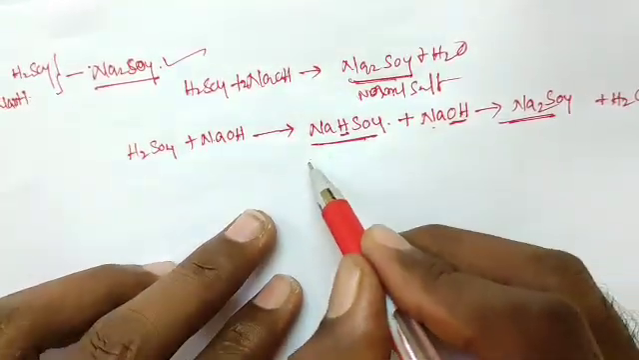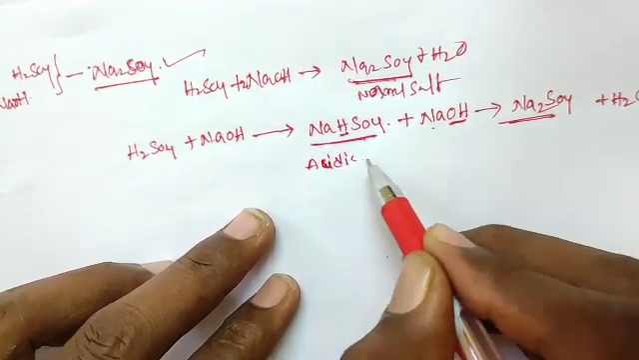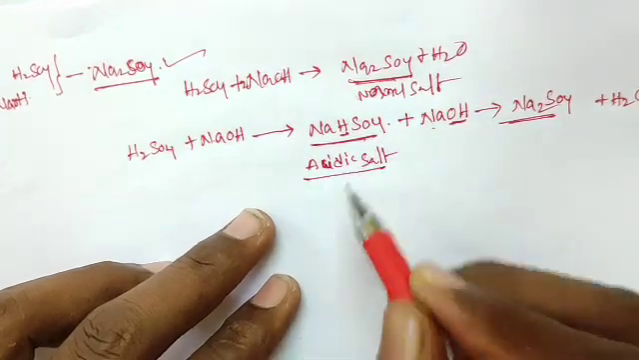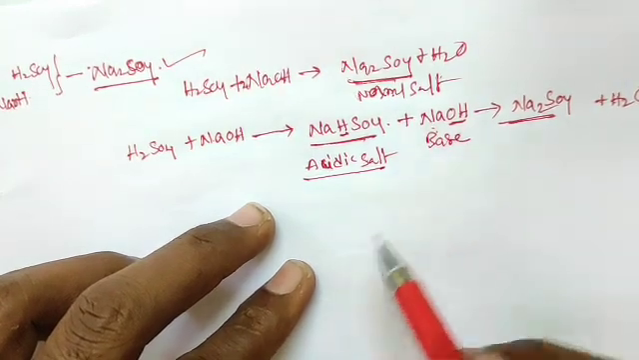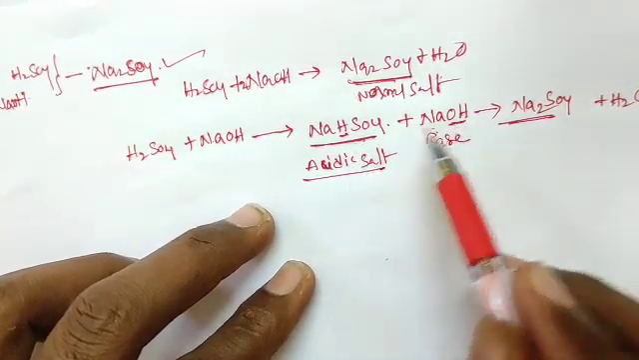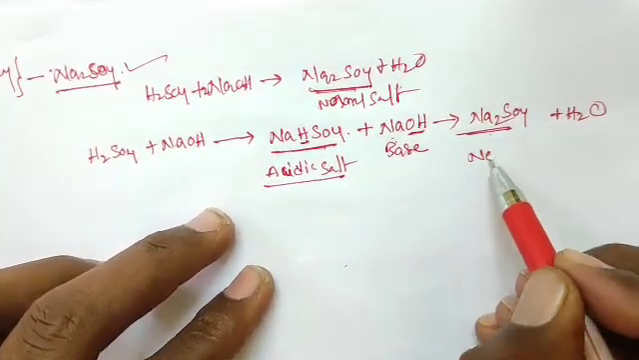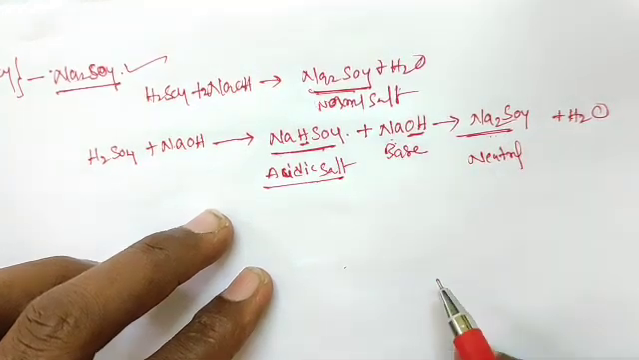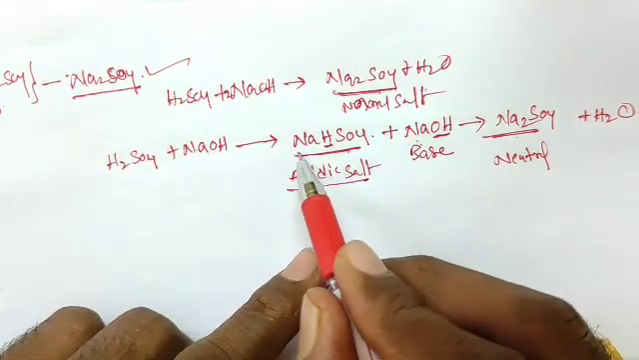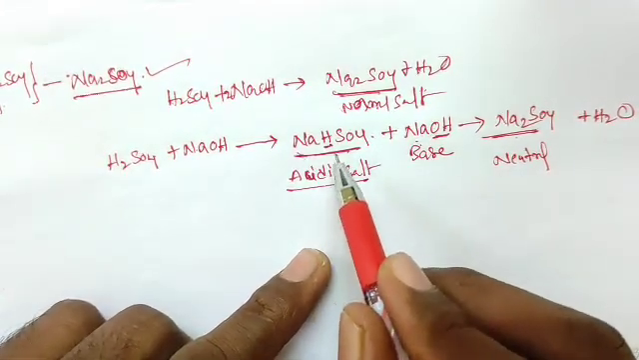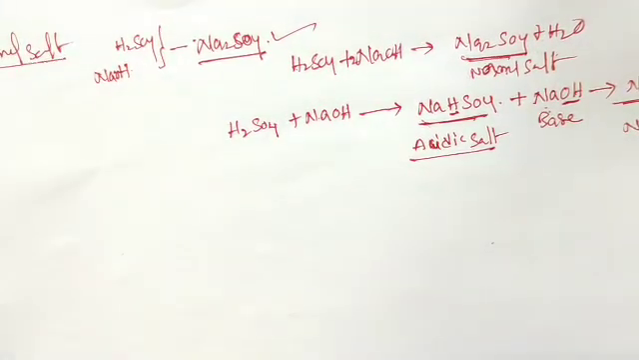That means this NaHSO4 is an acidic salt, because it reacts with a base. Any salt that reacts with a base is known as an acidic salt, while Na2SO4 is the neutral or normal salt. Understood? In a salt, if replaceable hydrogen is there, that is definitely an acidic salt. This is the best example for understanding.